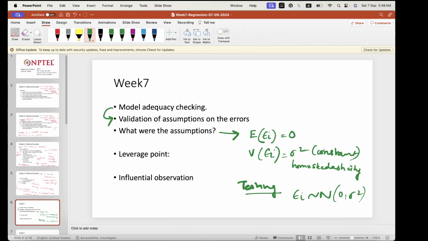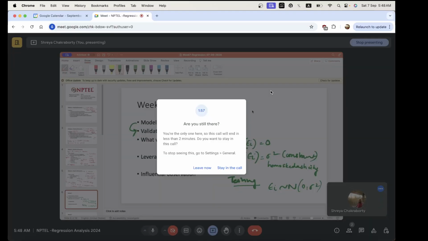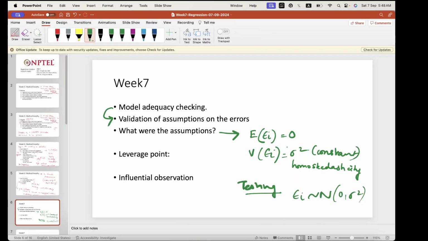So this week we discuss how to check whether the assumptions on which linear regression is built hold or not. In the context of testing out these assumptions, we learned about two very important concepts, which are a leverage point and an influential observation.